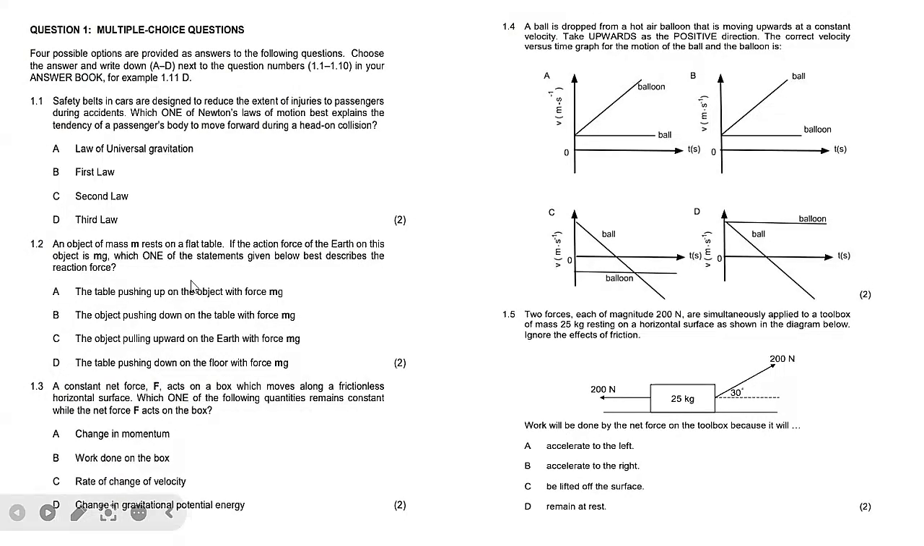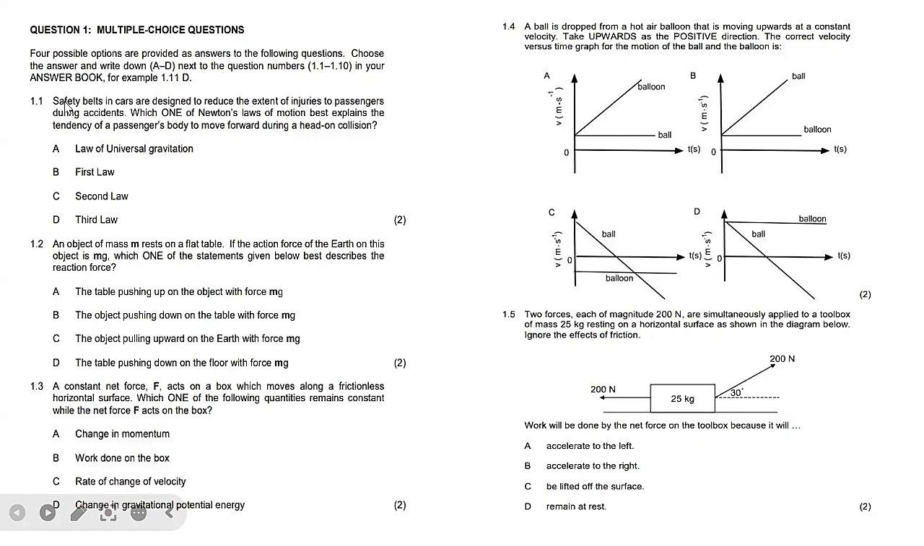Okay, so we have question 1 on multiple choice questions. It says 4 possible options are provided as answers to the following questions. Choose the answer and write down A to D next to the question number, 1.1 to 1.10, in your answer book. For example, if you feel that the answer to 1.11 is D, then you're going to write it as 1.11 and then you say D.